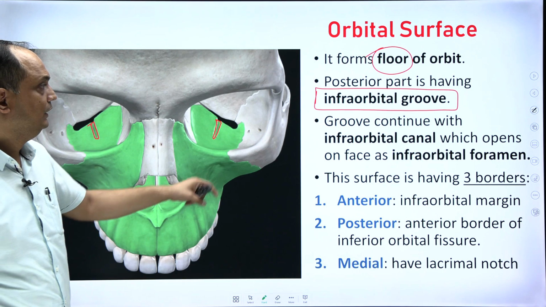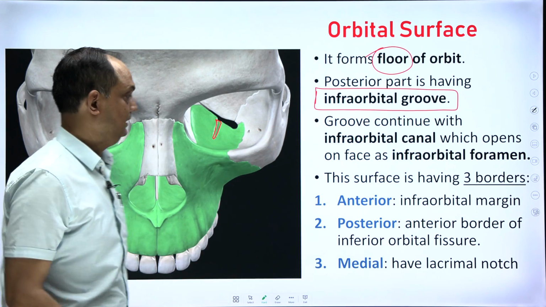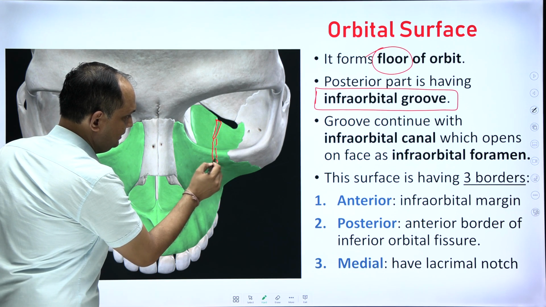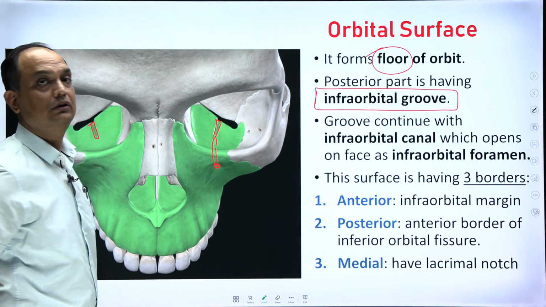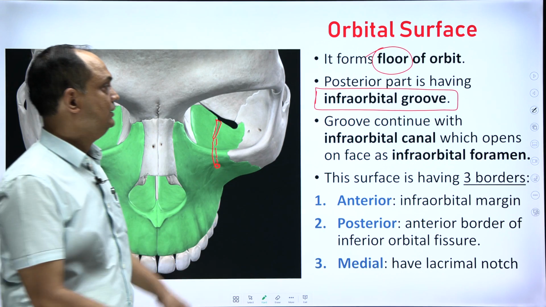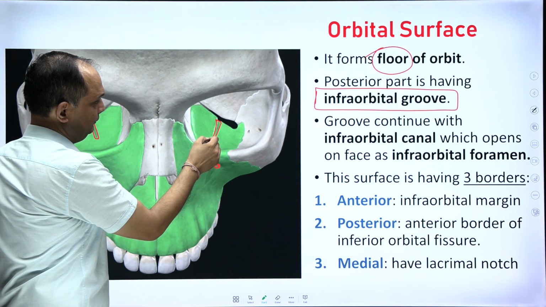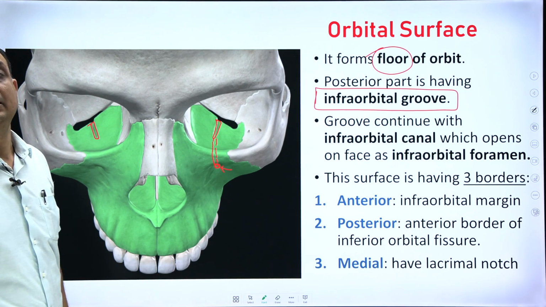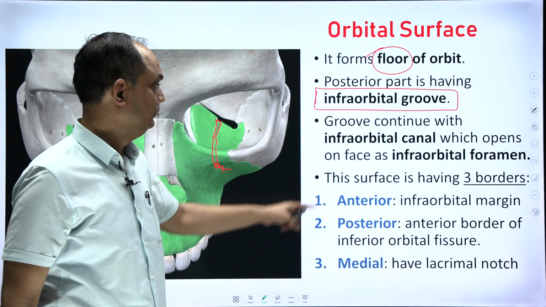Now this groove continues with the canal. Now the canal will come here, which is not visible right now, and the canal will end anteriorly at the infraorbital foramen. So you will have a groove that continues with the canal inside the bone, and the canal anteriorly gives the opening on the face as an infraorbital foramen.